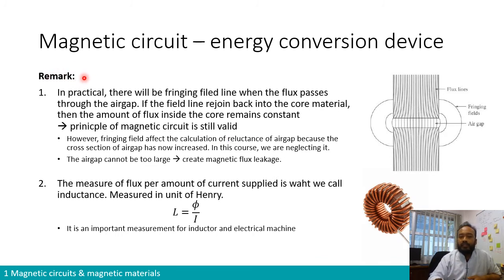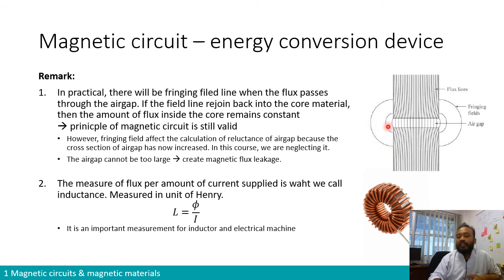There are several remarks that we have to make regarding the theoretical part that we have laid out just now. In practice, just now we said that the cross section of the core and the cross section of the air gap could be considered equal. But if you look closely, usually the flux that goes through the air gap is not in straight lines. It creates what we call fringing fields. The fields tend to jump through the air before they arrive at the cross section.